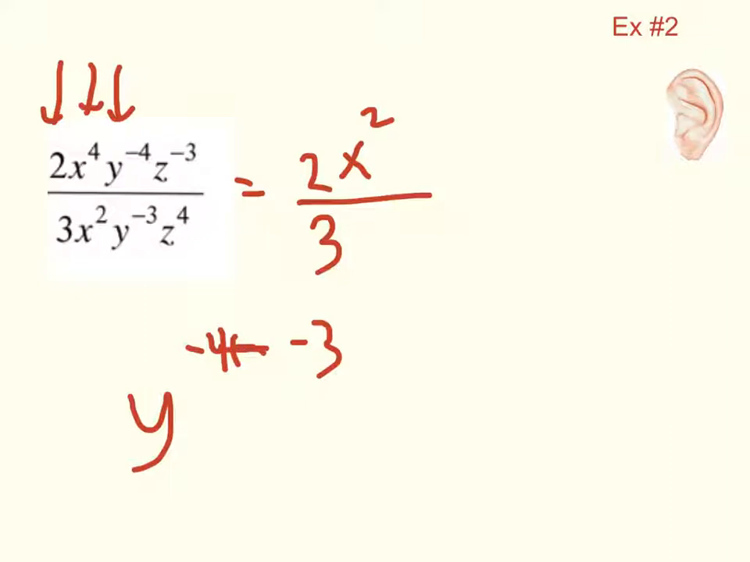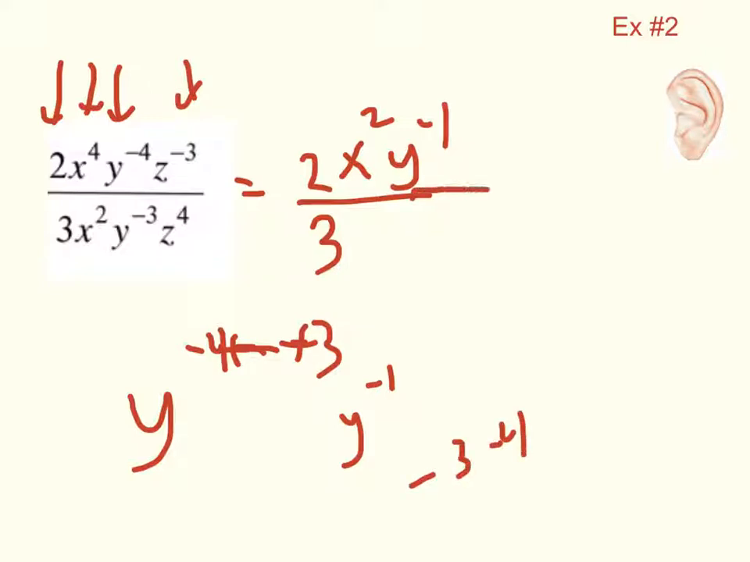This changes to plus, and you get y to the negative 4 plus 3, which is negative 1. I will always put that answer in the top, and I'm going to move it in a second. And then the z's, you subtract exponents, and really quickly, negative 3 minus 4 is negative 7. Always put in the top, z to the negative 7.